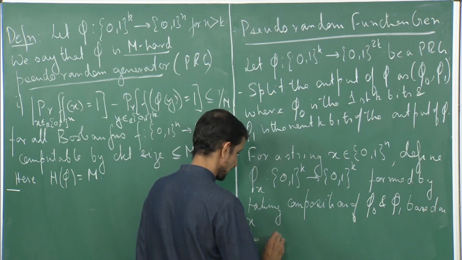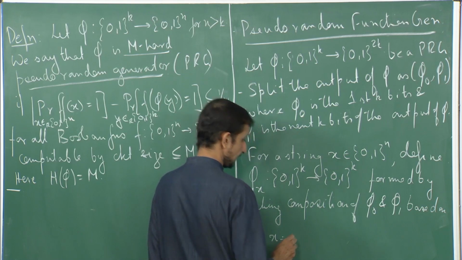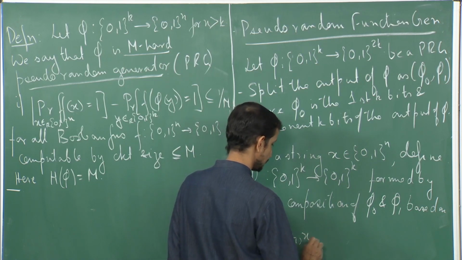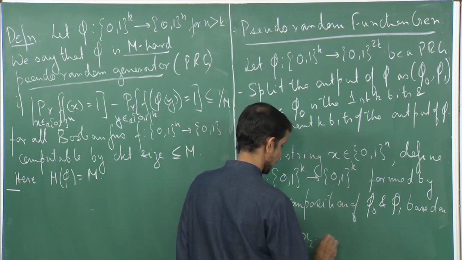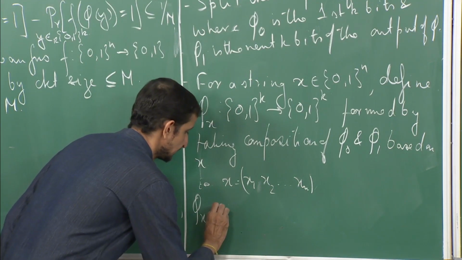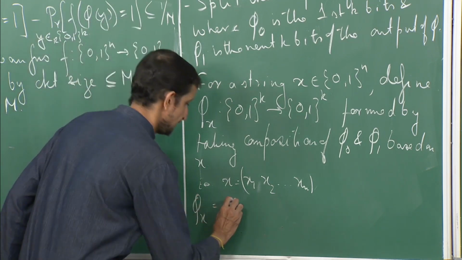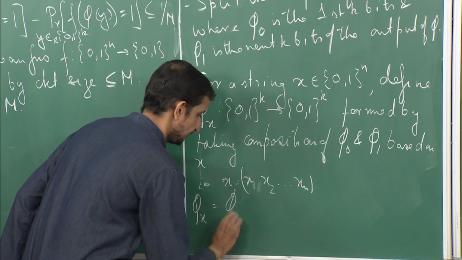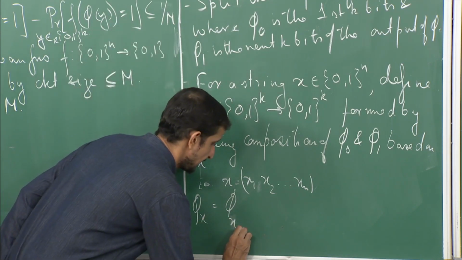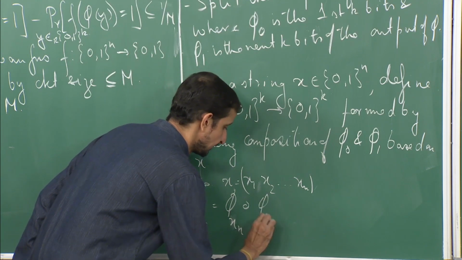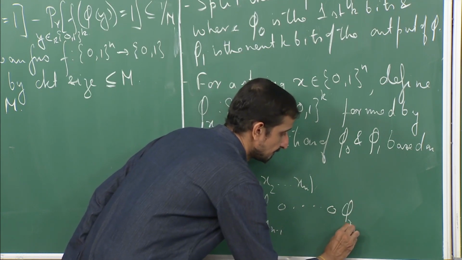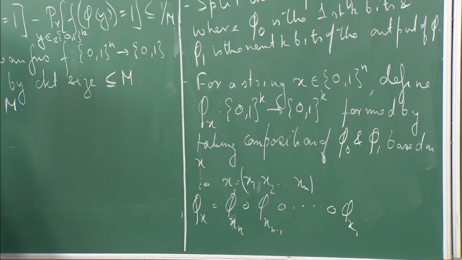In other words, suppose x is the string x1, x2, up to xn, then phi x will be phi xn composed with phi x n minus 1 and so on, composed with phi x1.